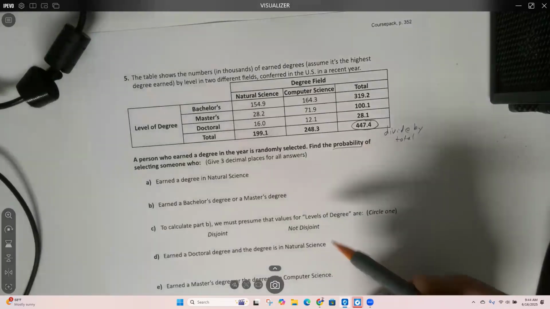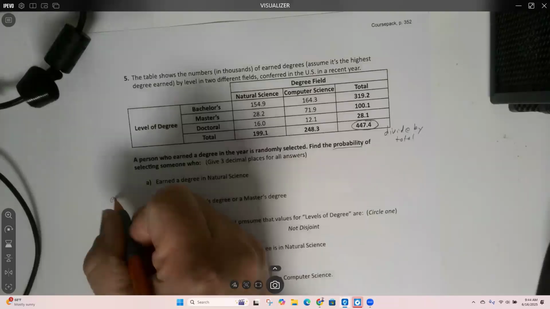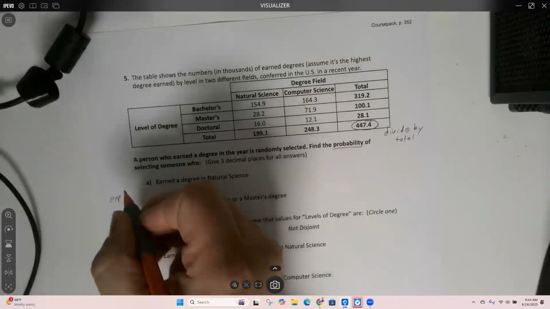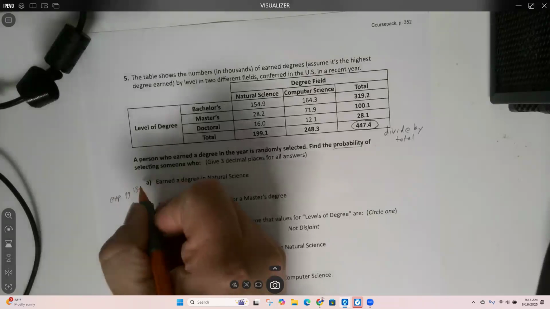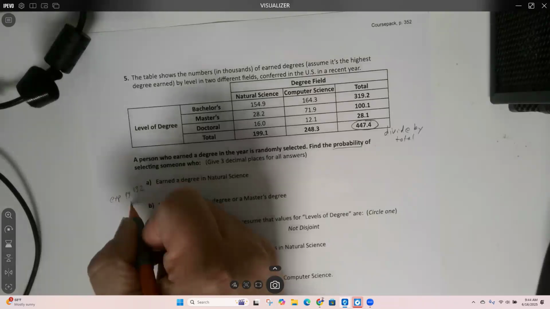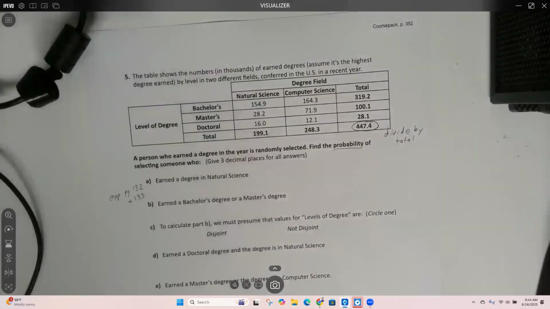All right, so the explanation for all of this, on how to do all these, if you need it, is on pages 132 and 133 in your course pack. Okay.